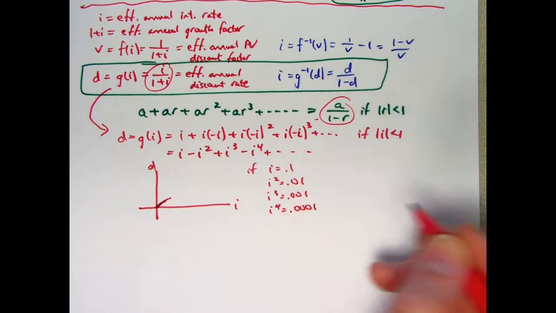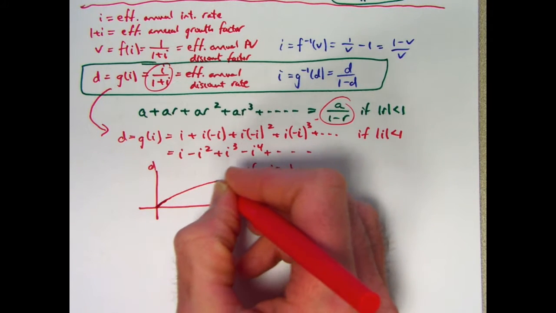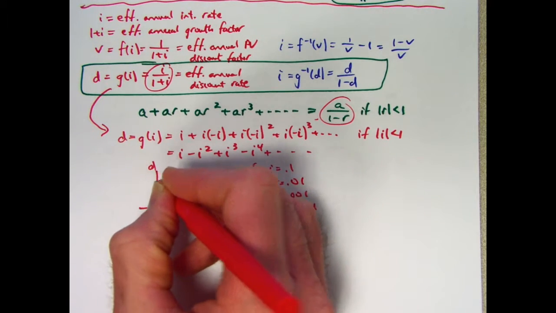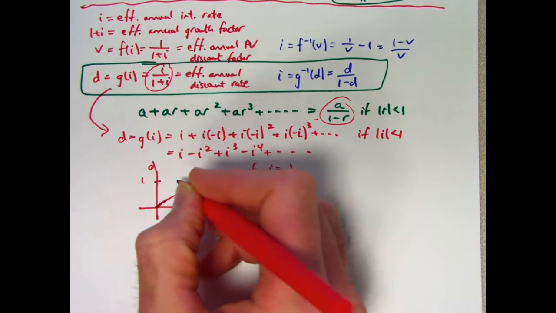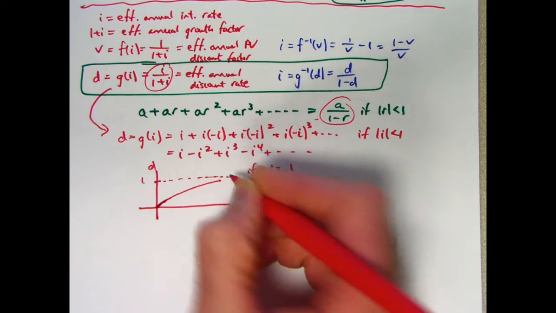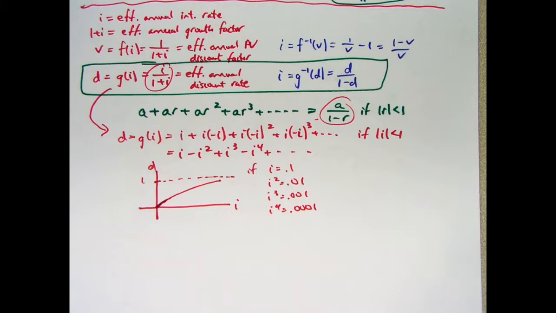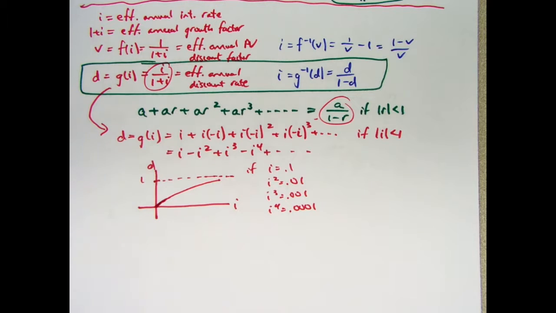And you could continue this process of approximation. Actually, the graph looks about like this. And in fact, if you think about the original formula, it's easy to see it has a horizontal asymptote at d equals 1 as i goes to infinity, though i is typically small in almost all of our applications, so you don't really need to worry about that part.